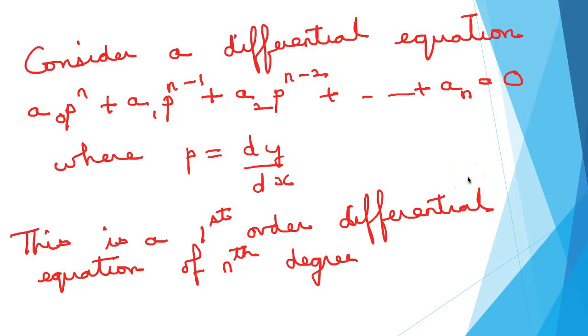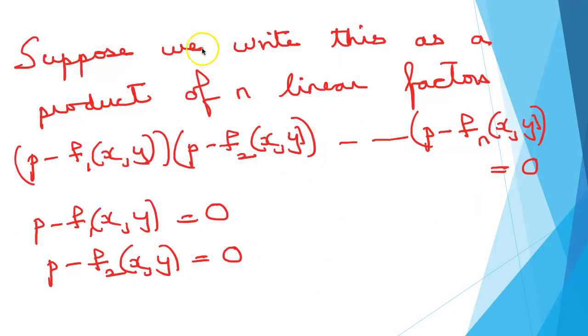Consider a differential equation a0 p raised to n plus a1 p raised to n minus 1 plus a2 p raised to n minus 2 plus an equal to 0, where p is dy by dx. So this is a first order differential equation of what degree? Nth degree, because it is p raised to n. Suppose we write this as a product of n linear factors: p minus f1 xy, p minus f2 xy, p minus fn xy equal to 0. This is when you factorize it.